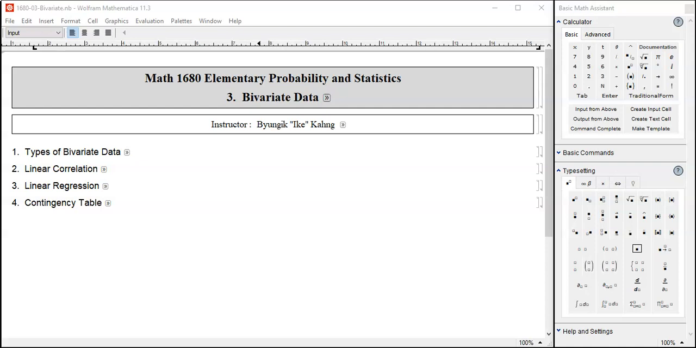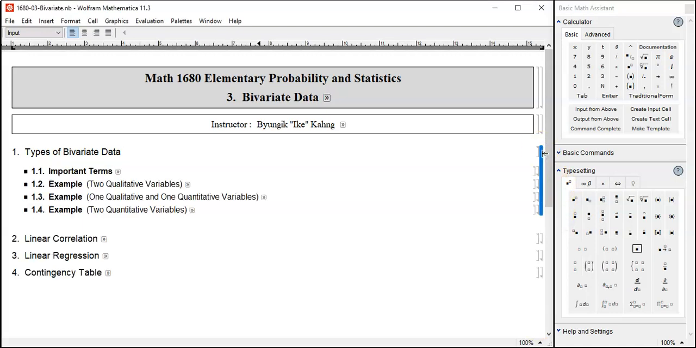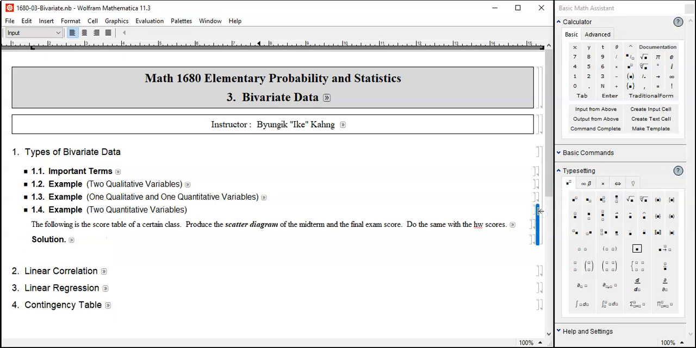Hello students, welcome back. Previously in section 1, we studied some descriptive statistics of bivariate data given by two qualitative variables, one qualitative and one quantitative variable, and two quantitative variables. Let's review the final example a little bit further because that's where we have to resume.